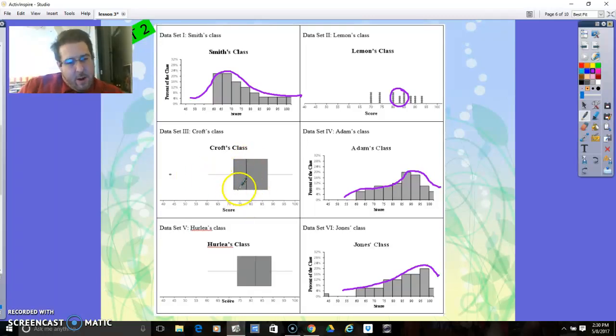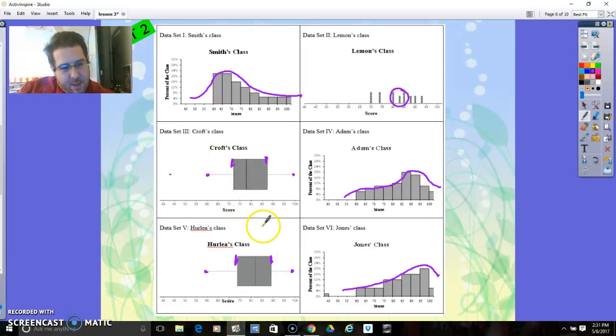Now, remember earlier I talked about how Croft's and Hurlia's look almost the same. Not because they're both box plots, because that's true, but if you look at the size of the box from here to here, that's called the interquartile range. The IQR for both boxes is about exactly the same. As a matter of fact, they're almost in the exact same place. If you look at the whiskers, they're almost exactly the same size as well.